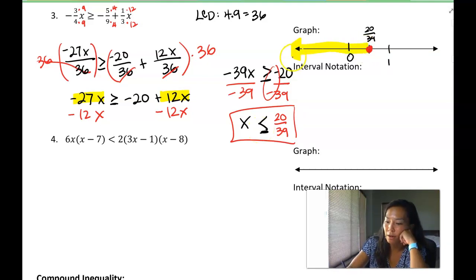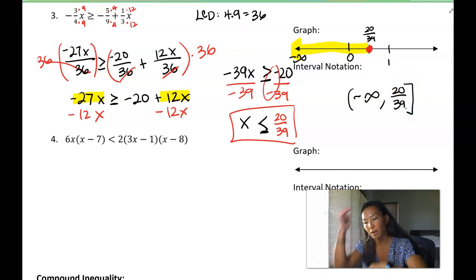Okay, so now I have negative infinity on this side. So in interval notation, negative infinity up to 20/39, and I'm including that value.